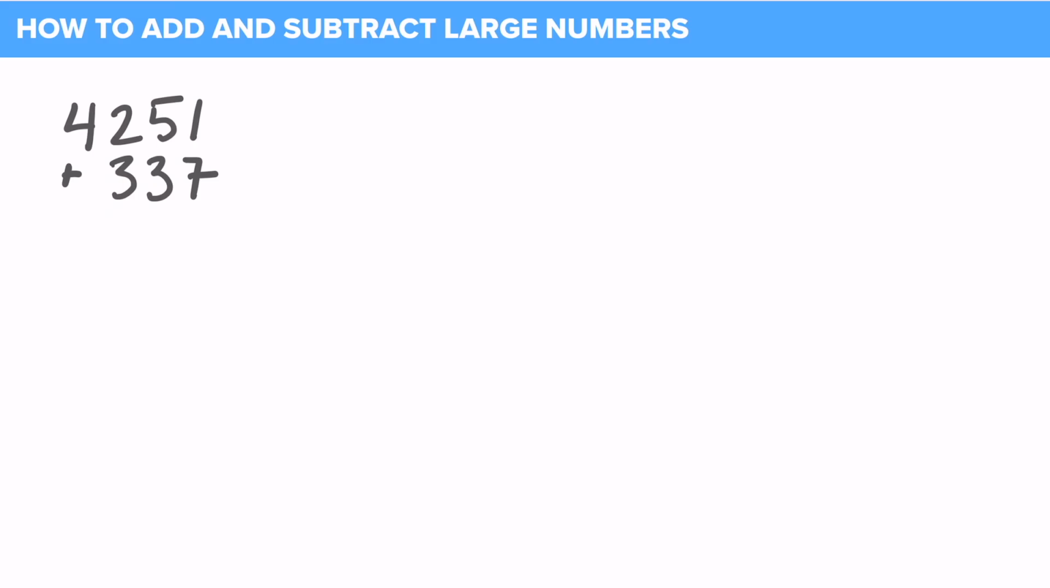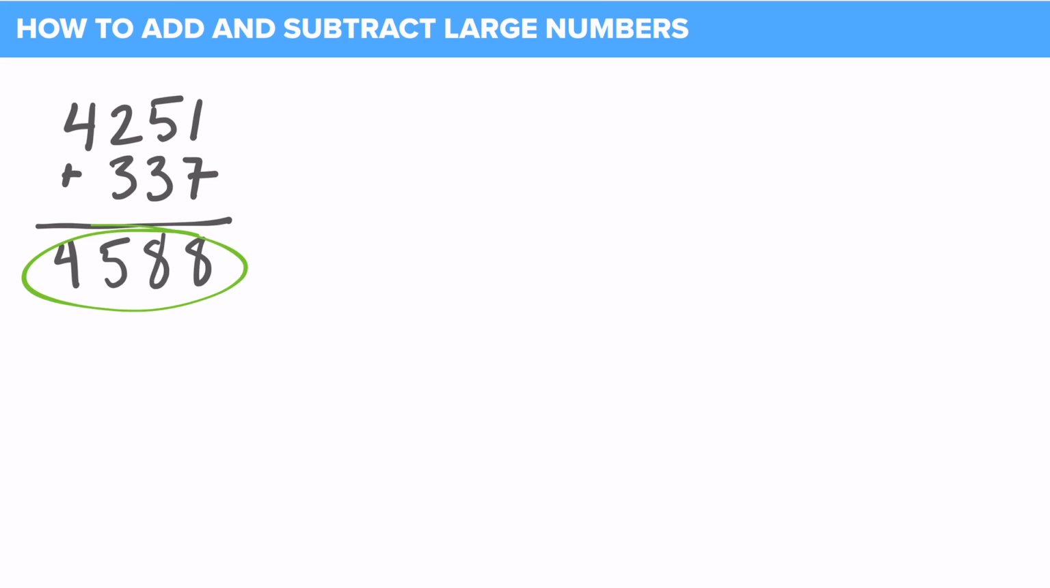But the way that I would do this after I stack them is I would just go from right to left, top to bottom. 1 plus 7 is 8, and so I'm going to write 8 right below those two numbers. 5 plus 3, also 8. 2 plus 3, that's 5. And then there's an imaginary 0 right here, because there's 0 in the thousands place of this number. 4 plus 0, that's just 4. So my answer is 4,588 to that first problem.